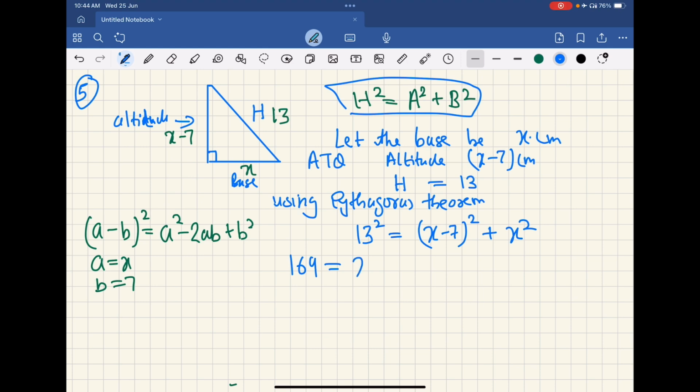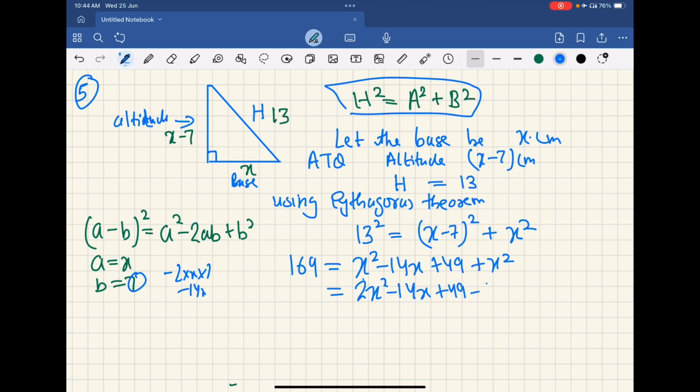Now (x minus 7) square, so x square, then minus 2ab. So minus 2 into x into 7 will give us minus 14x. So let us write minus of 14x. Then plus b square. So 7 square is 49, and then plus x square. Now x square plus x square is 2x square minus 14x plus 49.